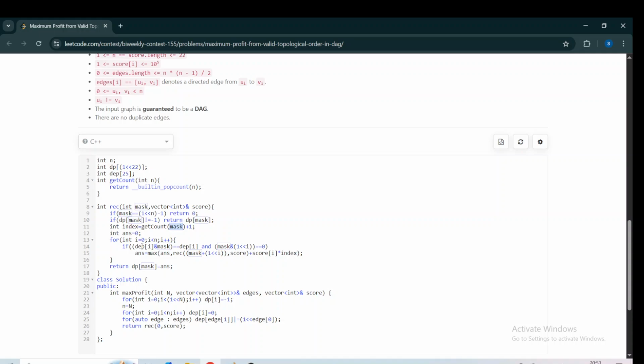Now we'll check for every index 0 to n. We'll try to set the index I in the mask. It will check if the mask does not have the ith bit set, and that the dependent of I is a subset of the mask.